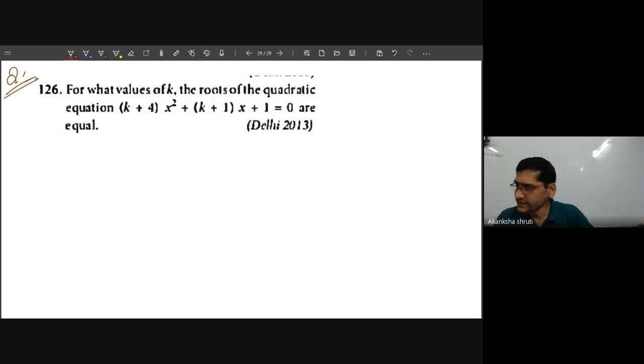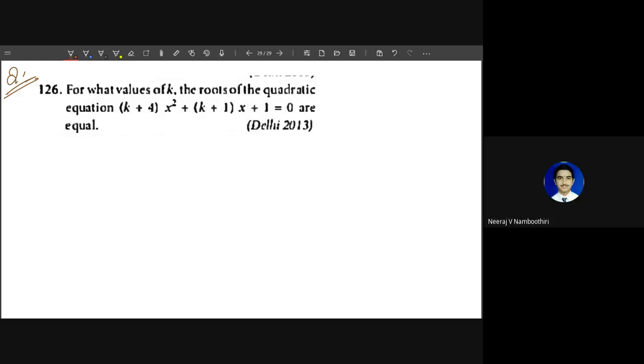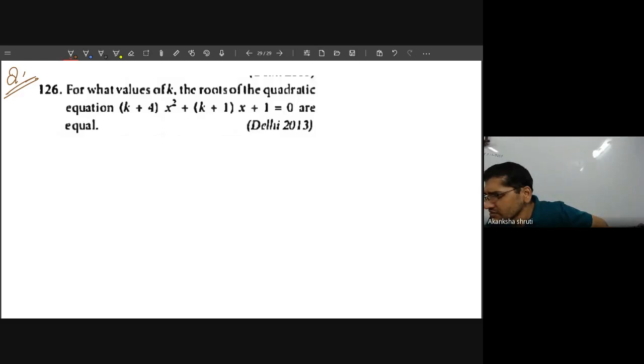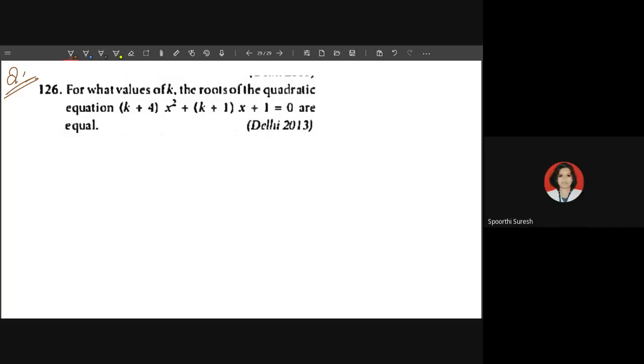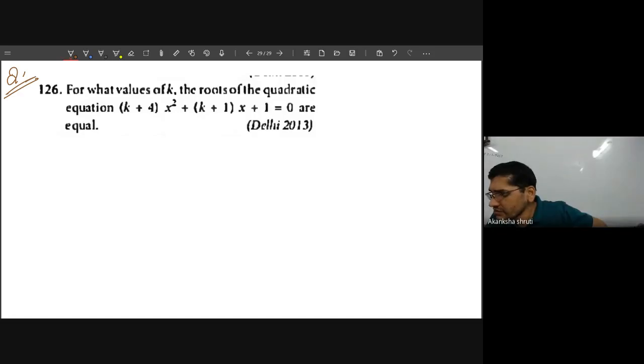सर हाँ बतलाइए नीरज. सर, k का वैल्यू 5 और −3. Very good. So I got the same too, k is equal to 5 and −3. Very good. What else? तस्मय, आपका कितना आया?